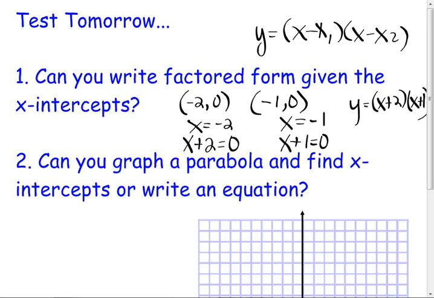If a is a positive number, that means my parabola looks like that. Look at the picture. Minimum, max. Yeah, there you go.